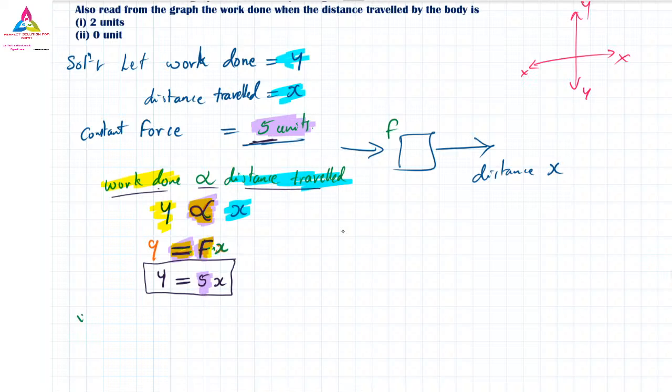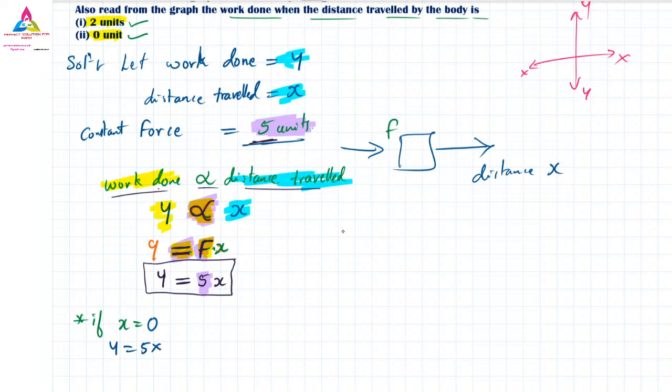So now the first one. See here, they have asked you to read from the graph the work done when the distance traveled by the body is 2 units and 0 units. So we have to take the x value as 0 and 2. Remember, why do we take the x value as 0 and 2? Because they have asked it in the question. So first you apply the x value as 0, because x is distance traveled. So what will the y value be?